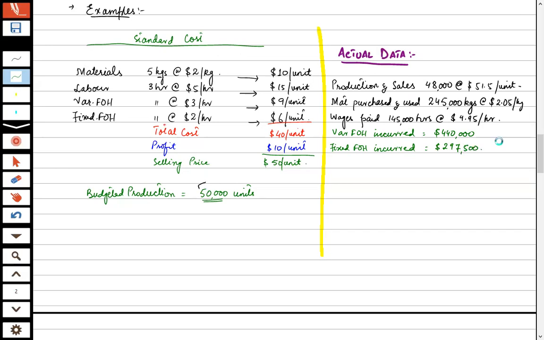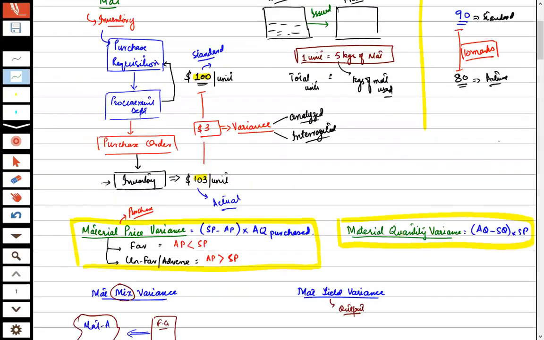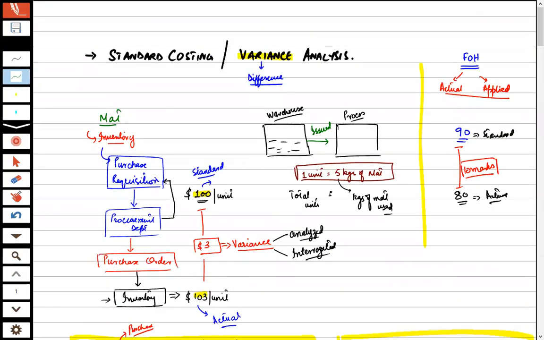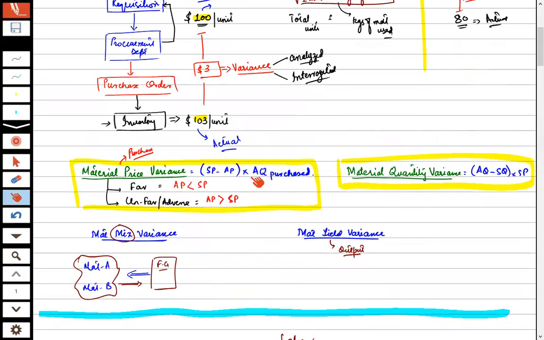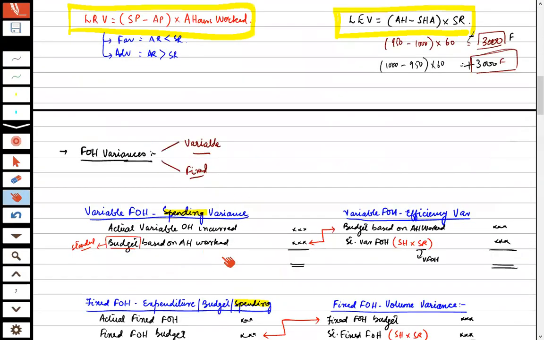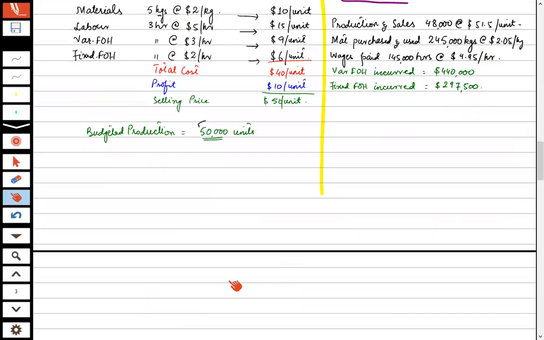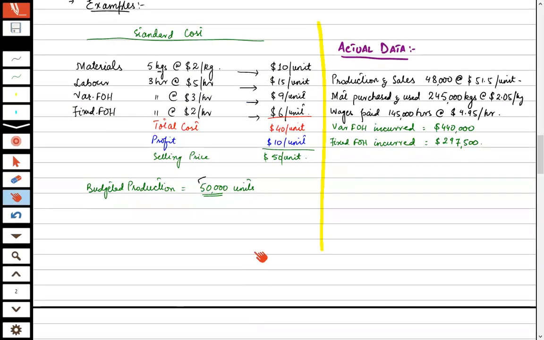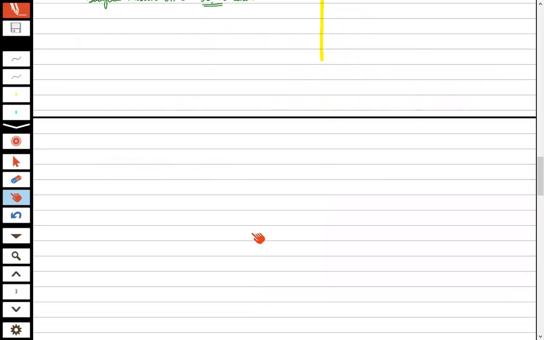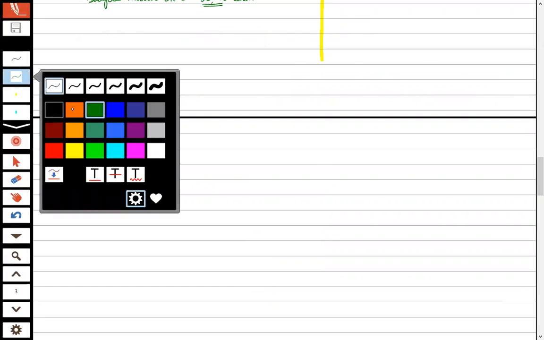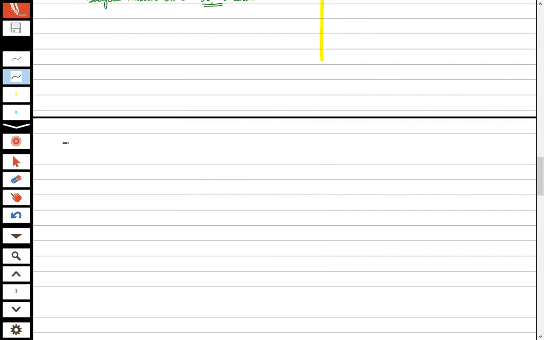Now what we have to do? Obviously we have to calculate the respective material, labor, and FOH variances. So we will start one by one by referring to the data. That is, we will calculate first of all the material price variance.